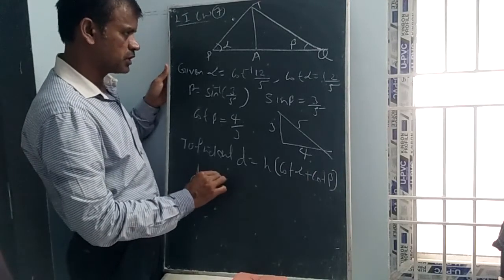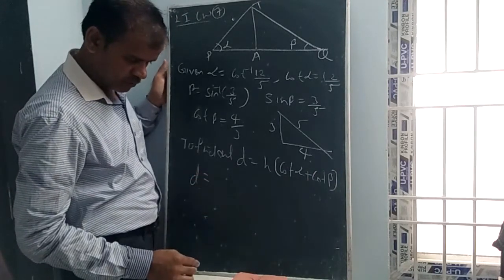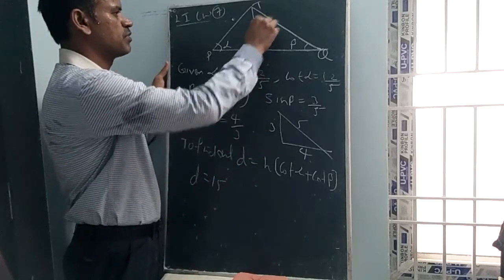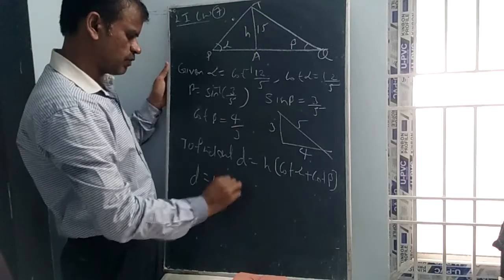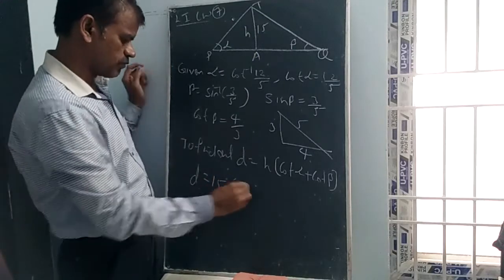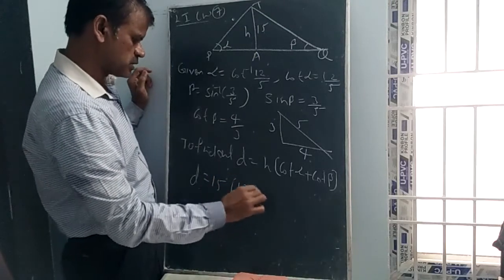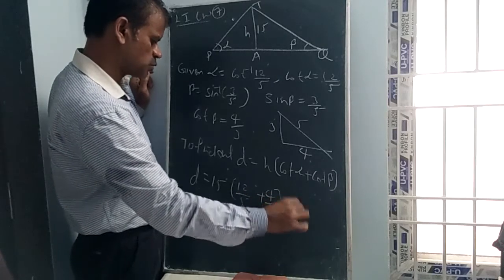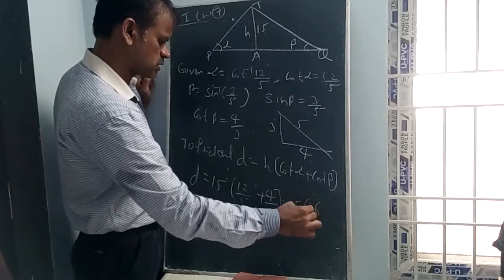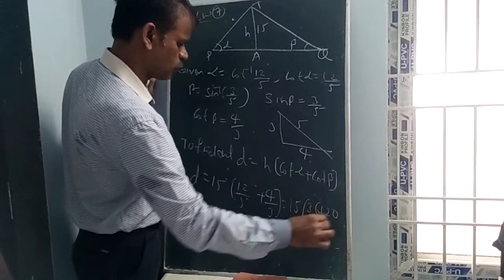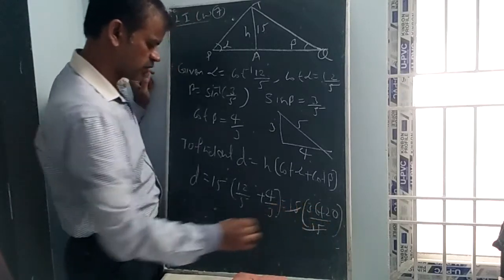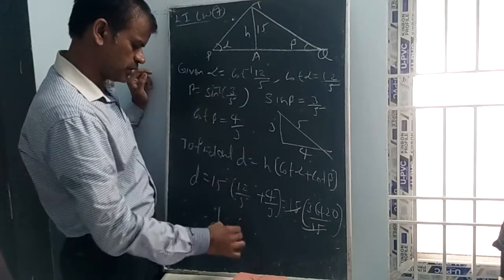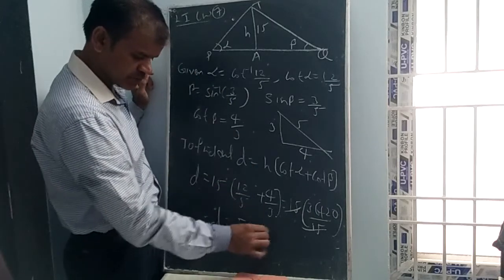So D is equal to H. Observe this one, yes, 15 meters he has given as the height. So 15 into the value of cot alpha, 12 by 5, plus the cot beta value, 4 by 3. Calculate this: 36 plus 20 whole by 15 LCM, 15 gets cancelled. The distance between the two observation points is 56 meters.